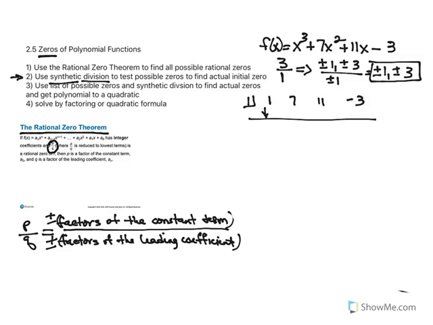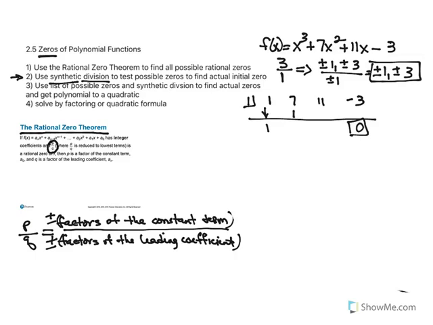Here's what we want to think about from our previous section. How do I know if the 1 is an actual zero? So I'll know if the 1 is an actual zero if I get a 0 in the remainder spot. If I don't get a 0 in the remainder spot, then 1 is not a 0, and I have to try another number. So let's go through it.